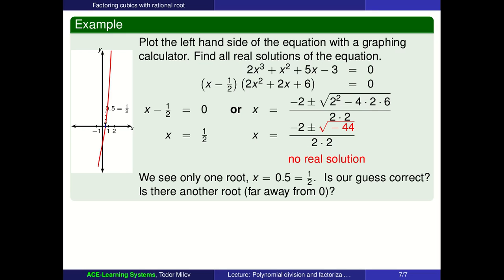So in this way, we have demonstrated that x equal to 1/2 is the only real solution. Our solution is complete, and our answer is x equal to 1/2.